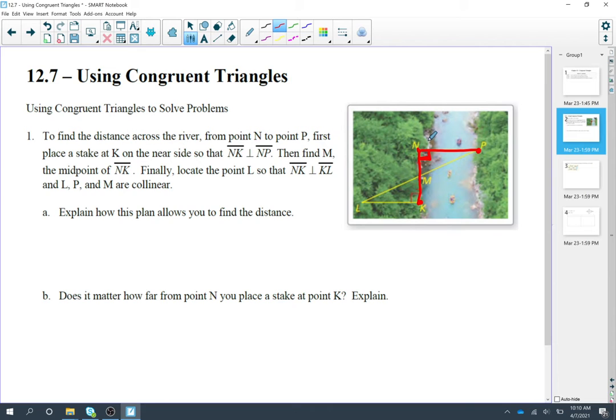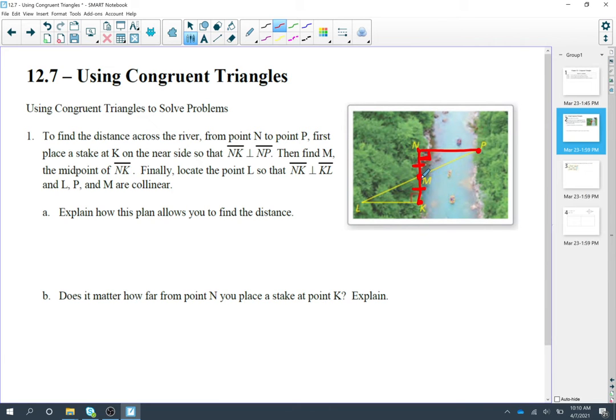Then find M, the midpoint of NK. So M is a midpoint of NK, and a midpoint means it hits in the middle. So now we know that this guy is congruent to this guy.